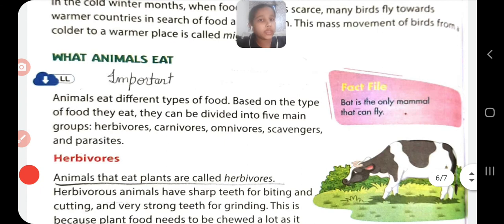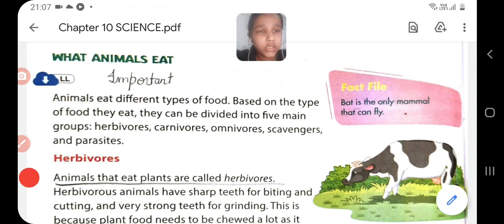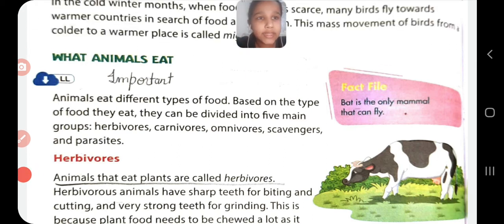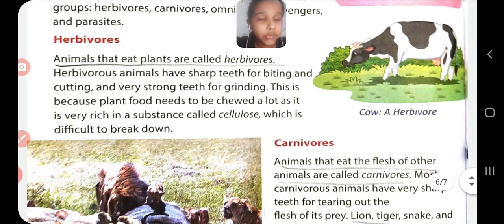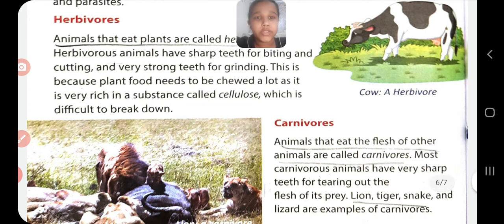Now one thing is important: what do animals eat? Animals eat different types of food. Based on the type of food they eat, they can be divided into 5 main groups: herbivorous, carnivorous, omnivorous, scavengers and parasites. You might have heard this word, parasites. Herbivorous, I think you might have studied it in first, second or third grade. What are herbivorous? Animals that eat plants are called herbivorous.